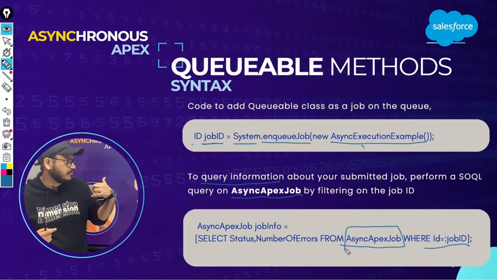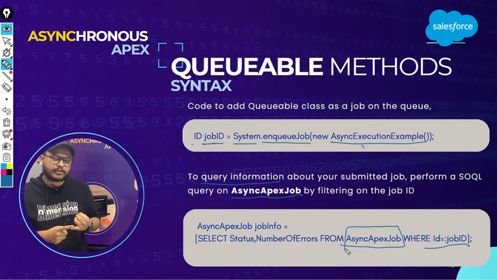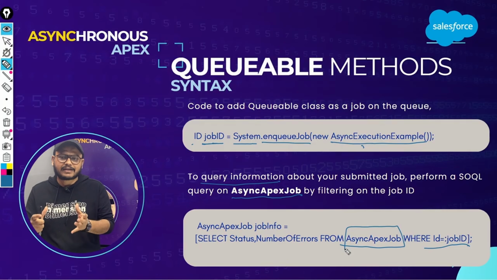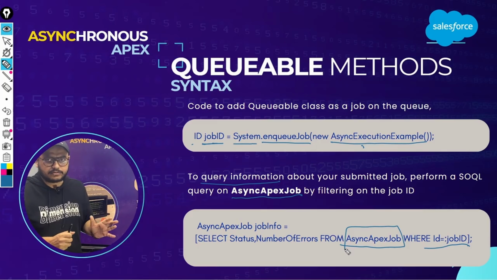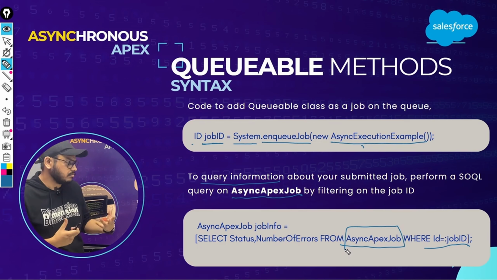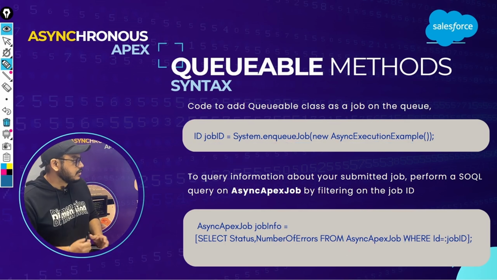So the big advantage that we are getting with Queueable Apex, we are getting a unique job ID, which helps us monitor or track the progress of the Queueable Apex, right? Or the actual asynchronous Apex code which was getting executed, right? So that is the thing.